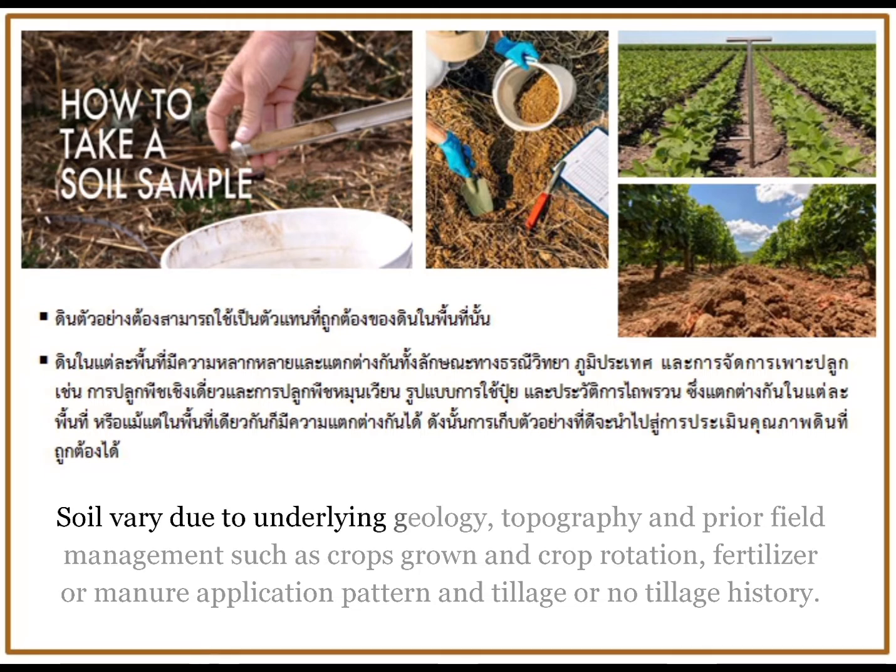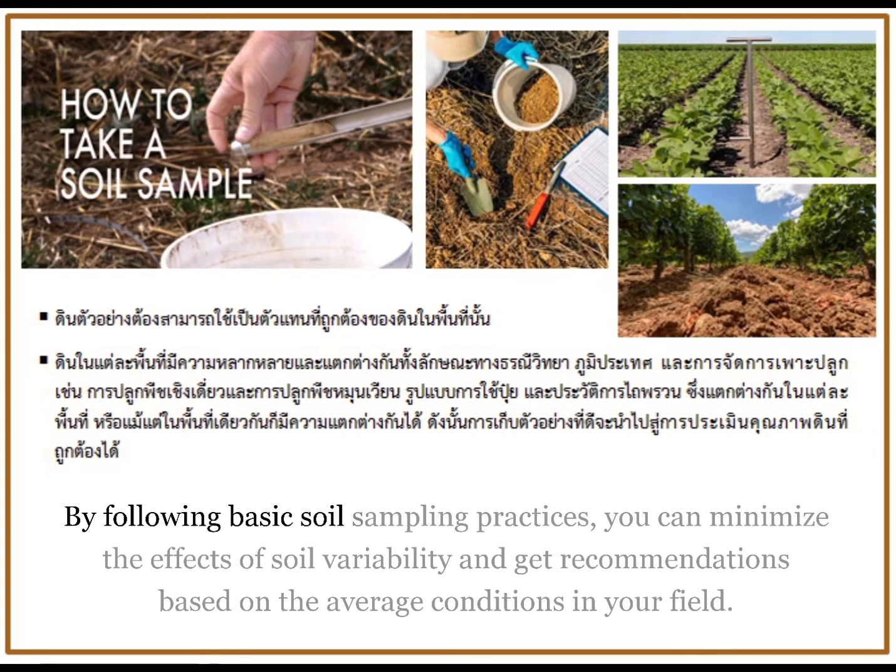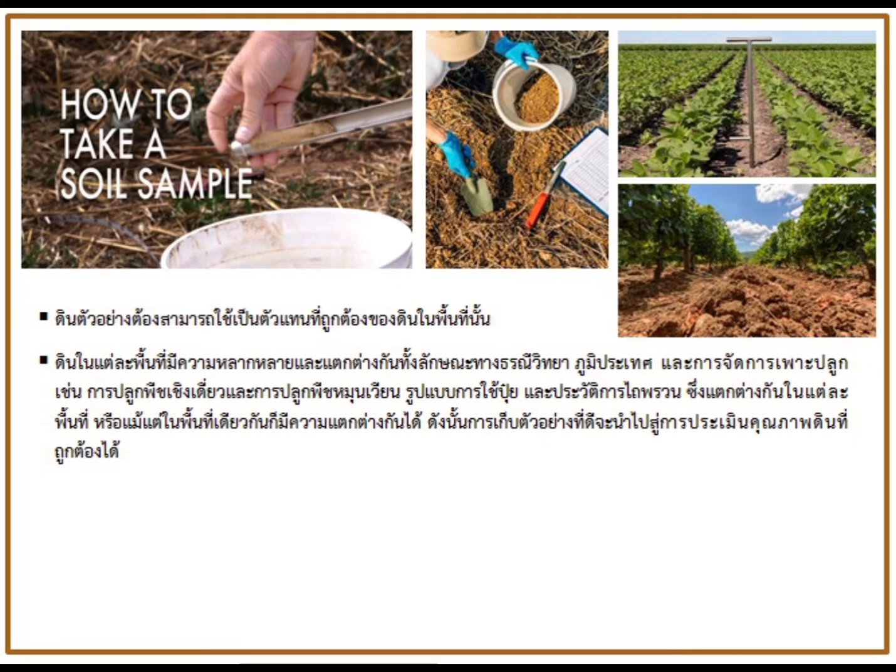Soil varies due to underlying geology, topography, and prior field management such as crop growth and crop rotation, fertilizer and manure application pattern, and tillage or no tillage history. So when you look at the landscape, soil is going to vary from farm to farm, field to field, and within the same field. This can all make sampling a challenge. By following basic soil sampling practices, you can minimize the effects of the soil variabilities and get the recommendations based on the average conditions in your field.